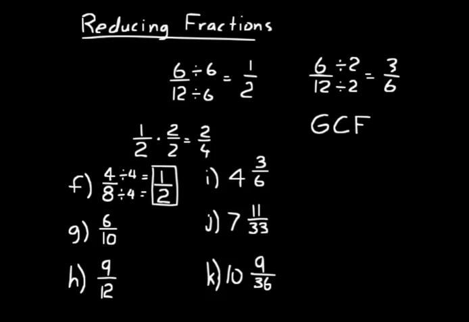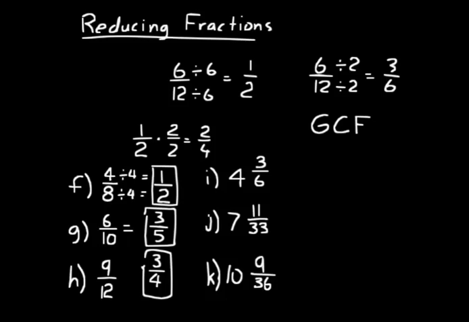On G, we have 6 over 10. So 2 is the greatest common factor between those two. 6 divided by 2 is 3. 10 divided by 2 is 5. 3/5 is the answer. On H, the greatest common factor would be a 3. 9 divided by 3 is 3. 12 divided by 3 is 4. And just ask yourself, can I reduce that anymore? Can I reduce 3 over 4? No, I can't.